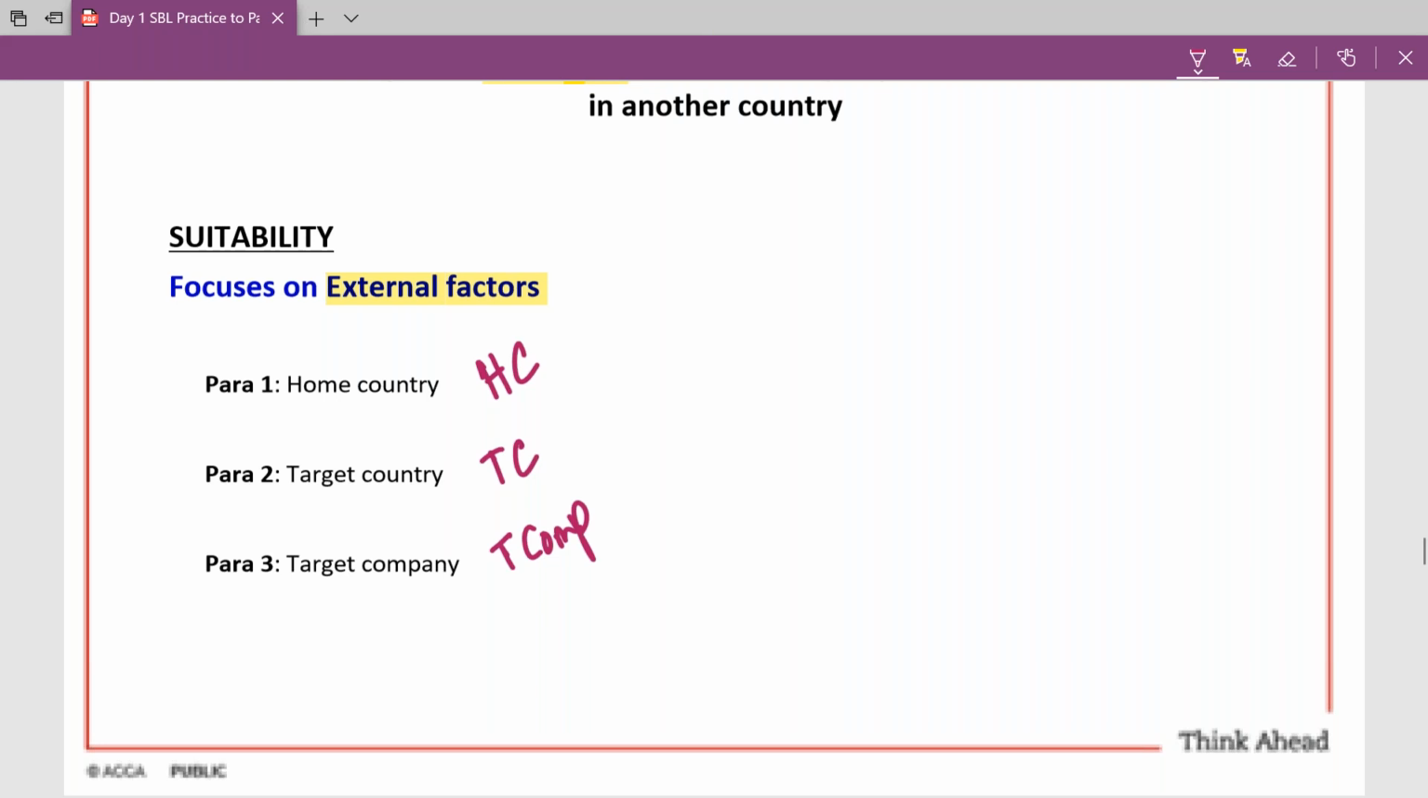When you are drafting suitability, just to make your life simple, give three paragraphs. The first paragraph will talk about the home country. The second paragraph will talk about the target country. And the third paragraph will talk about the target company.